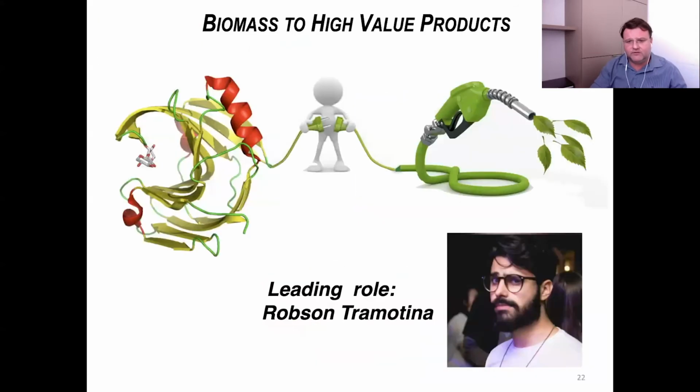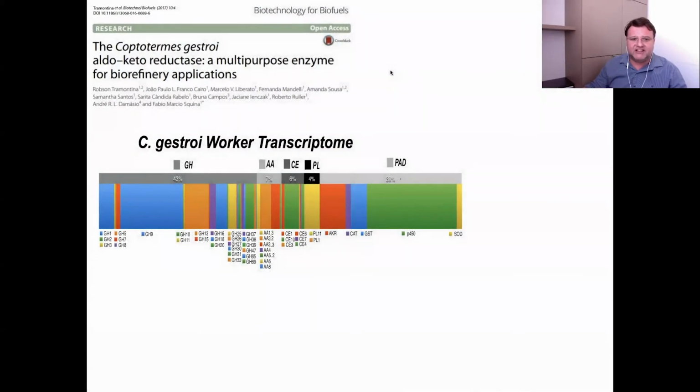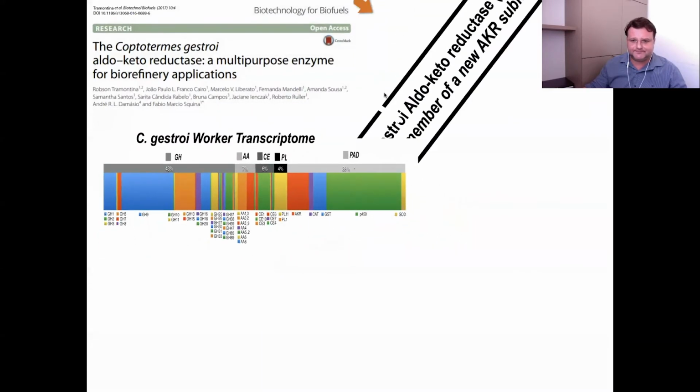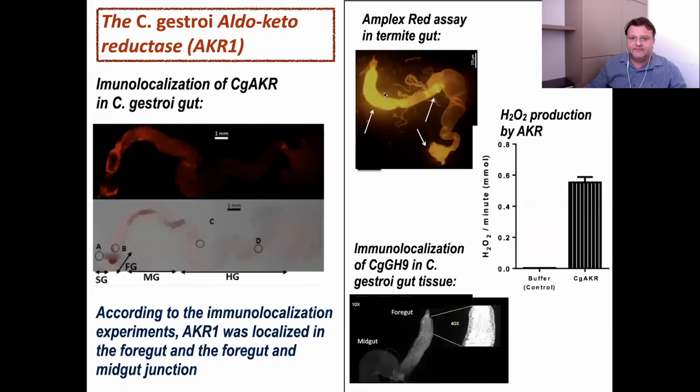And finally, I'm going to go very briefly through the second part because I'm running out of time. This work was led by Robson Tramontina, who is a PhD student of my group. And it's about another enzyme based on our omics analysis, the Coptotermes gestroi aldo-keto reductase. Also, the enzyme is produced in the initial compartment of the gut of the termite, the same that we saw before for the SOD and also for the endoglucanase.